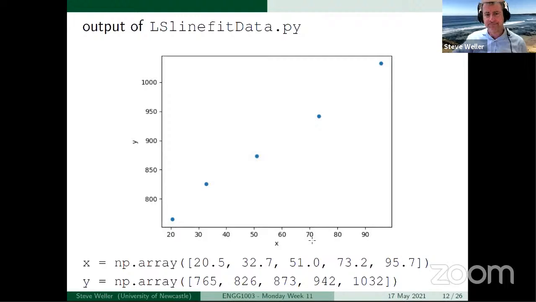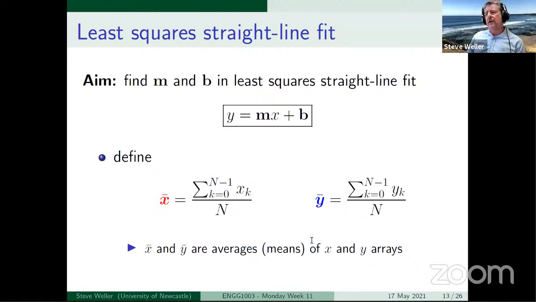So there we are. That's our data set. And clearly by eye, there's a linear trend there. Increasing temperature maps to electrical resistance going up. It doesn't explain why it happens. It's just an observed fact. So that's a particular problem.